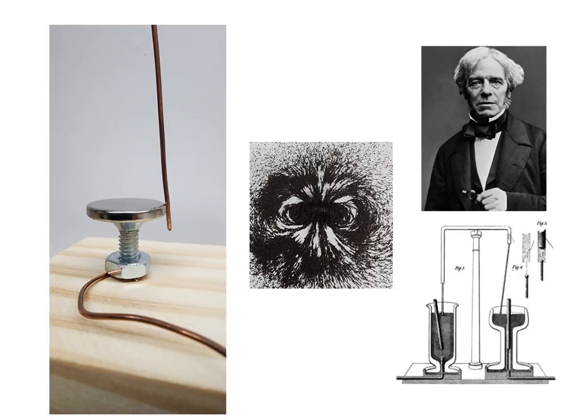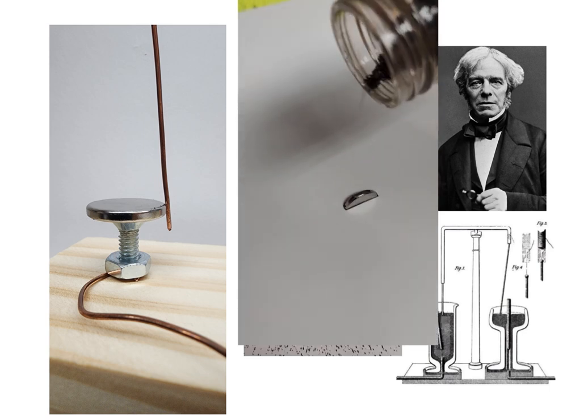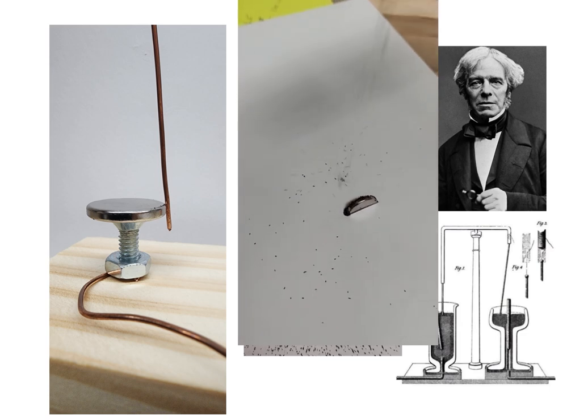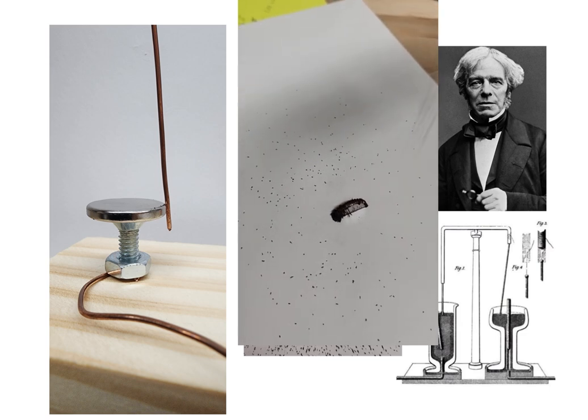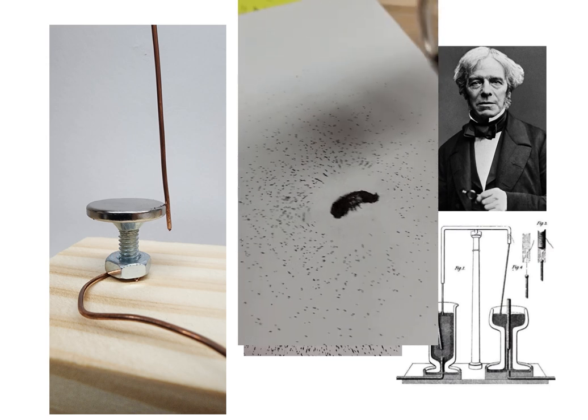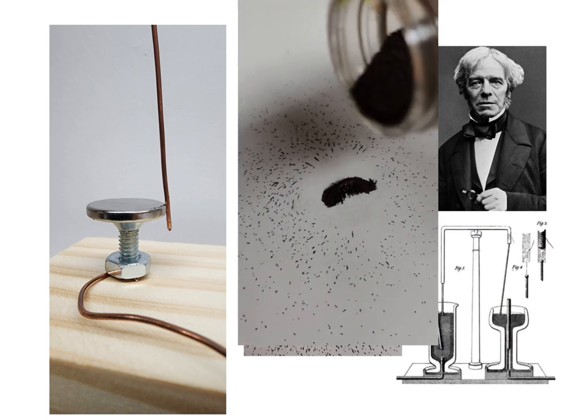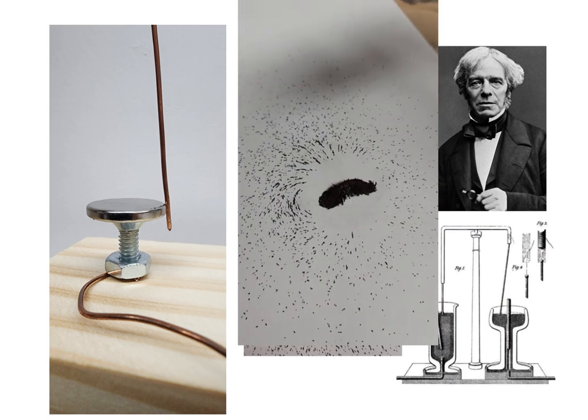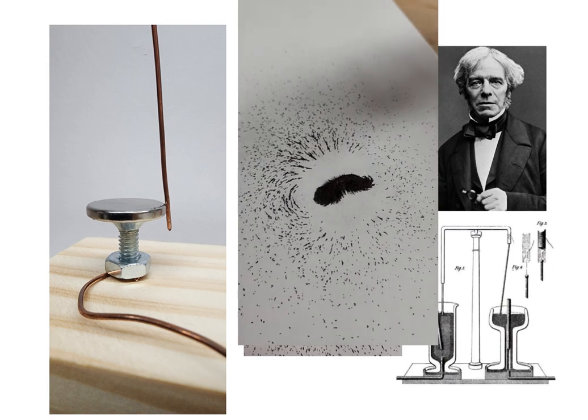To explain how this thing works, we have to talk about the magnetic field that surrounds this magnet. If we insert the magnet through a piece of paper and sprinkle some iron powder around it, we can see that invisible magnetic field surrounding the magnet as the particles line up with the magnetic field.